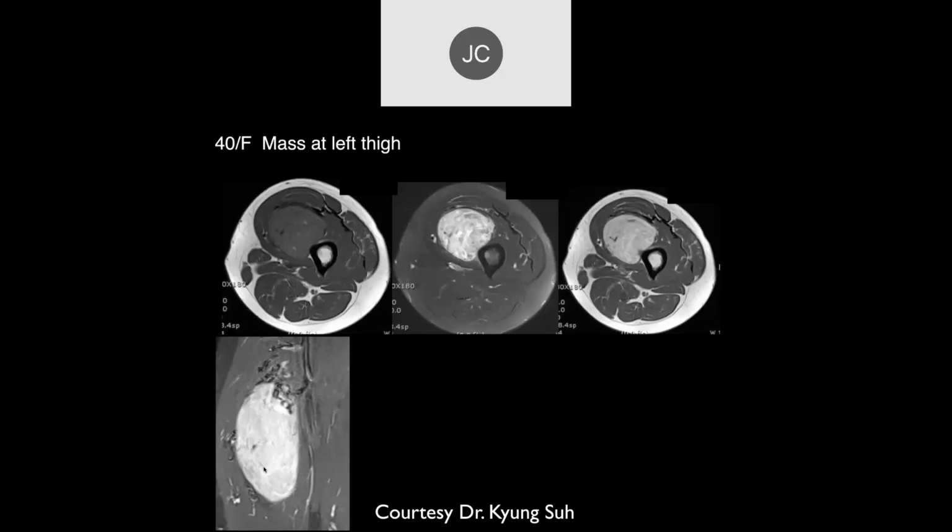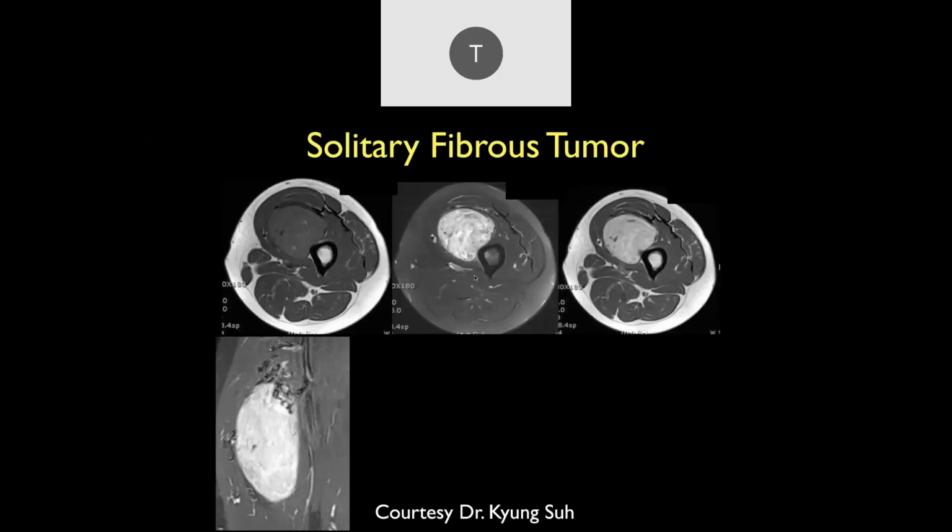I have a mass at the left thigh. So within the anterior musculature, we have a T1 hypointense, T2 hyperintense lesion there. It looks like it's well circumscribed. It's very increased signal on the fluid sensitive sequence. Some other type of fibrous lesion. I'm not sure. So this was removed and it was a solitary fibrous tumor. Again, a benign lesion.